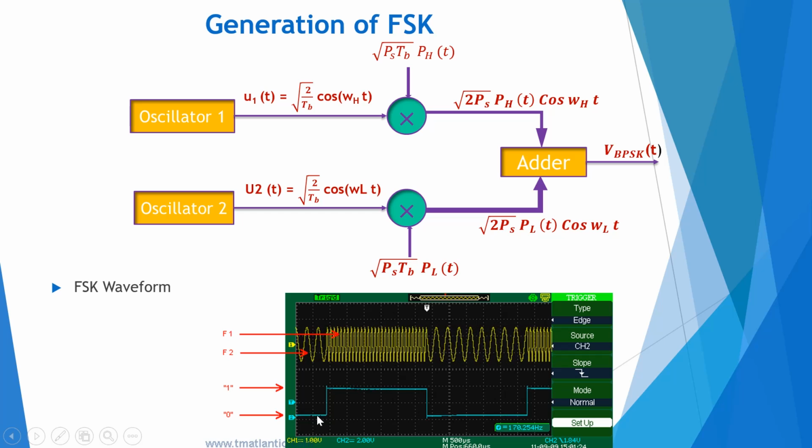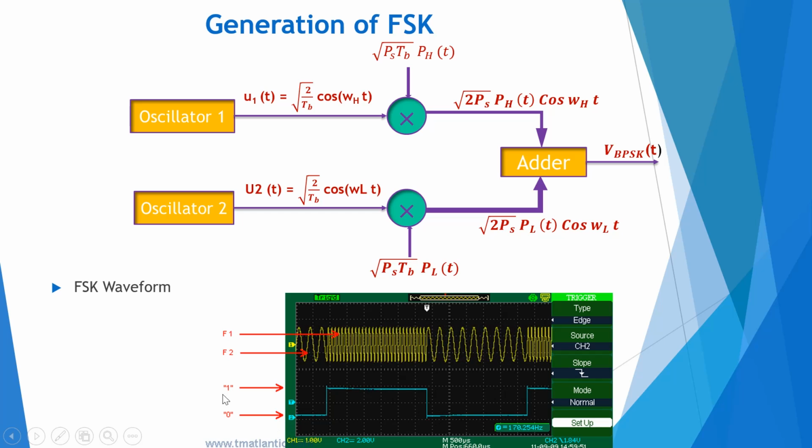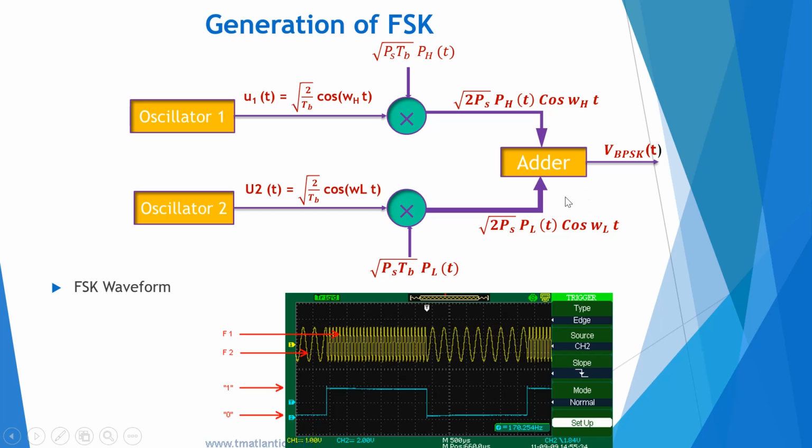Now, this is actually our binary input. If the bit stream is, for example, 0 initially, then the low carrier frequency will be transmitted. That means this bit will be 0 and only this will be present at the input of the adder, and so you are getting this low frequency signal as output.